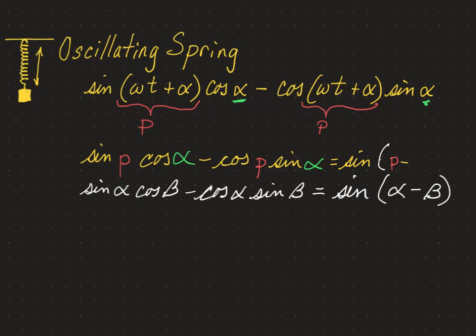This is equal to the sine of, our alpha in this case is p, and our beta in this case is alpha. Okay, so don't get hung up on the letters. Think about this as the first variable and the second variable. The first and the second. Position matters in these formulas. But are we done? We have simplified it.